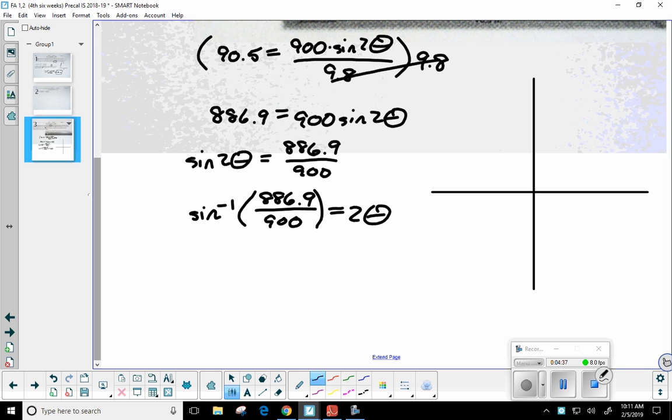Okay, we're close. 1 and 2. Those are where sine's going to be positive. So I'm going to have one triangle here, terminal side, terminal side. Okay, so there we go.